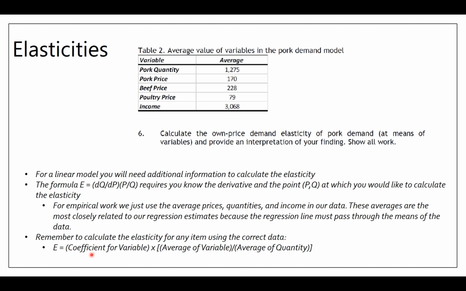So keep in mind, take the coefficient that goes with that variable, multiply it by the average of that variable. So if you're calculating the elasticity of beef price, you need the coefficient that was estimated for the beef price, and you need to use right here the average beef price. Only this one piece in the denominator of that ratio right there, P over Q, that's the only thing that stays the same. So these two pieces need to be adjusted for each of these.